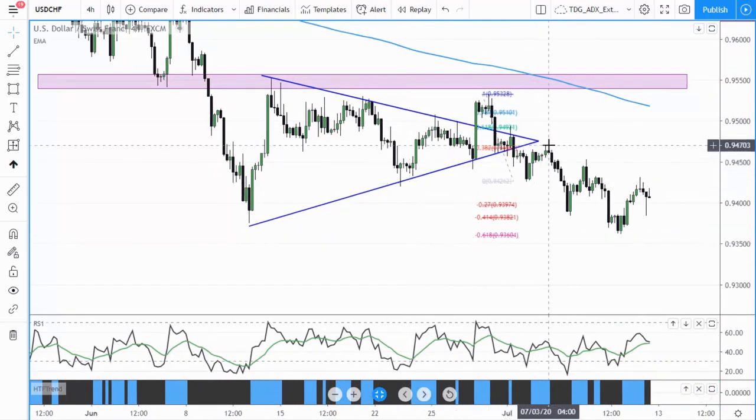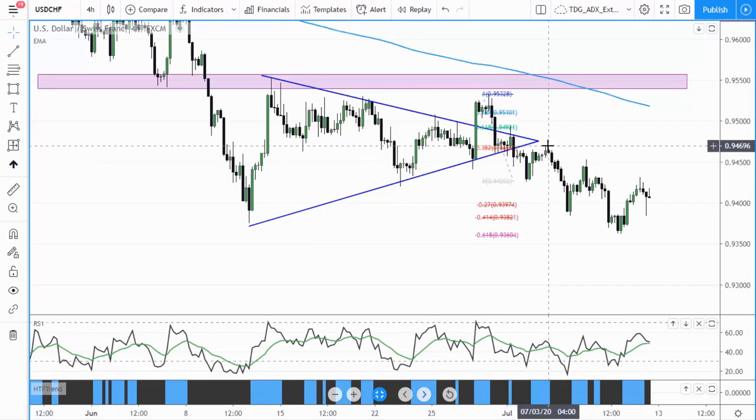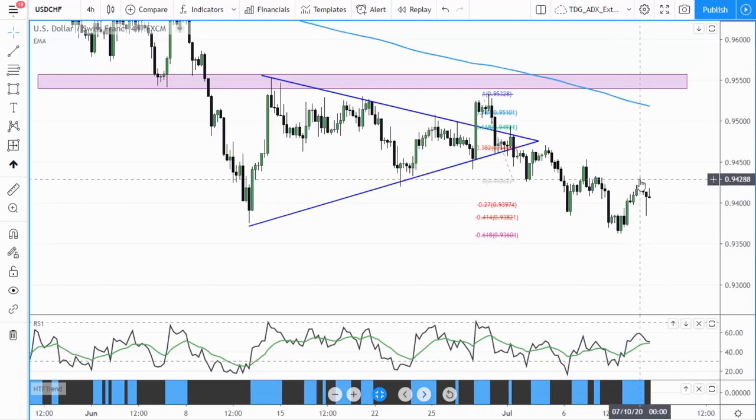We popped right back up. The 382 fib was right at that level. And now we go new structure low, lower high, followed by the lower high here. We go new structure low, lower close, followed by the lower high here. New structure low, lower high. Lower close, followed by the lower high here.